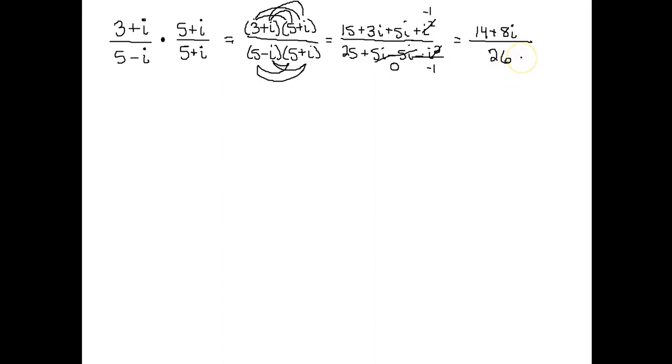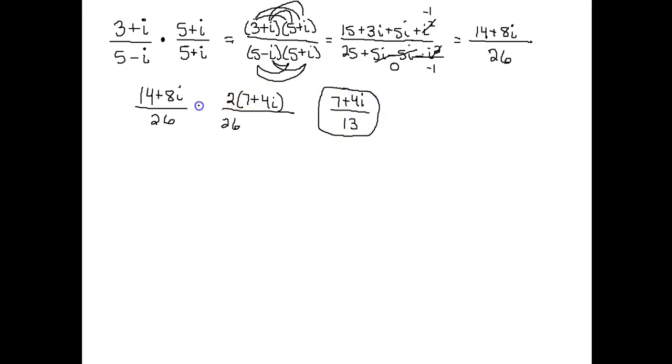Now, one more thing. You want to reduce this fraction, so you're not quite done. You did simplify so that you no longer have an i in the denominator. Woohoo! Pat yourself on the back. But this could still be reduced a little bit. If you look at 14 and 8 and 26, they all have a GCF of 2. In the numerator, I could factor out a 2, and then the 2 over 26 would reduce to 1 over 13. So that's your final answer. That's how it would look in the very end.